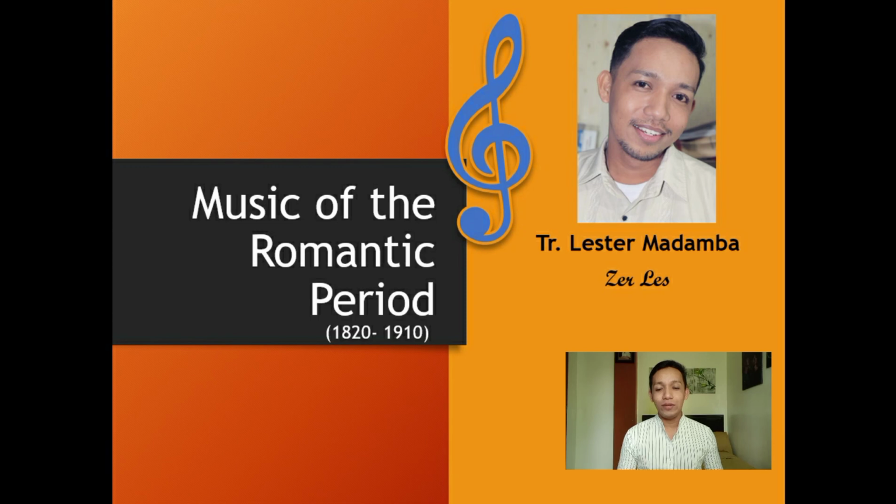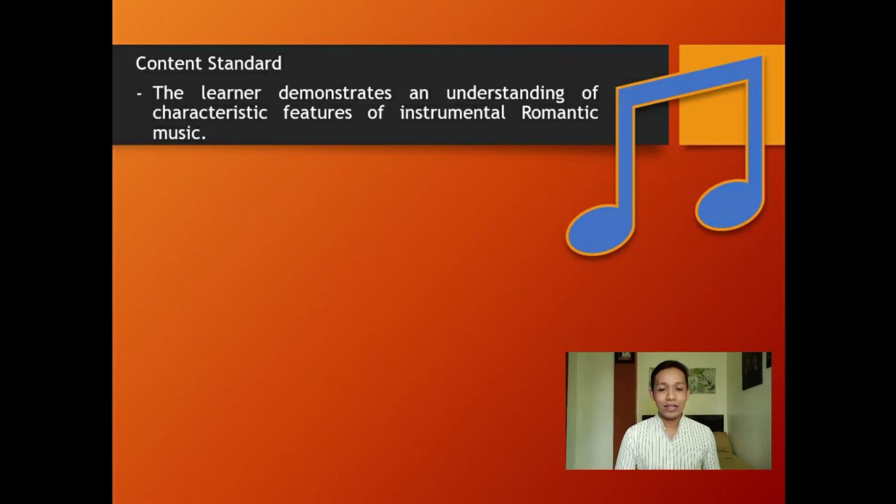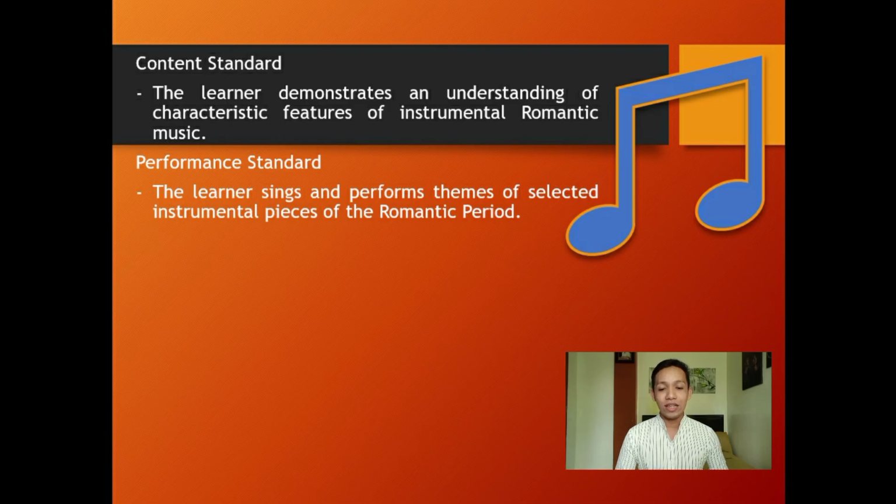For us to be well directed with our discussion for today, let us consider the following standards. First is the content standard or the level of your mastery about the lesson. The learner or you demonstrate an understanding of characteristic features of instrumental romantic music. Second is the performance standard or the level of your skill or the quality of your application regarding the topic discussed. This is the learner or you sing and perform themes of selected instrumental pieces of the Romantic period.